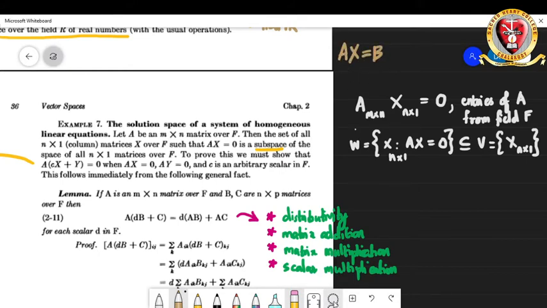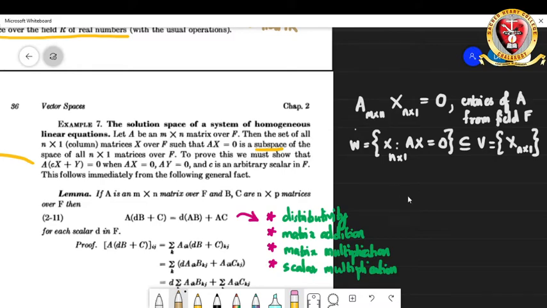So here the b will be 0. Okay, so what is our set? The set of all x of order n cross 1 such that they are the solution of Ax equals 0 is a subset of V, which is the set of all n by 1 vectors. Definitely it's a subset, and also it is non-empty because the n by 1 vector which has all 0 entries will be inside W, so it's non-empty, right?